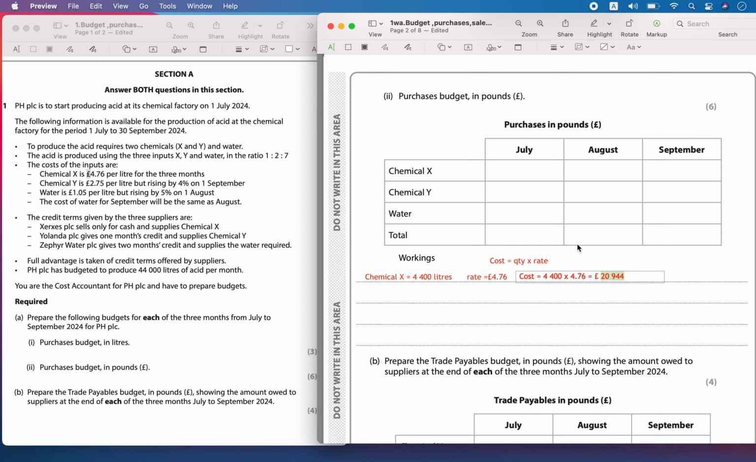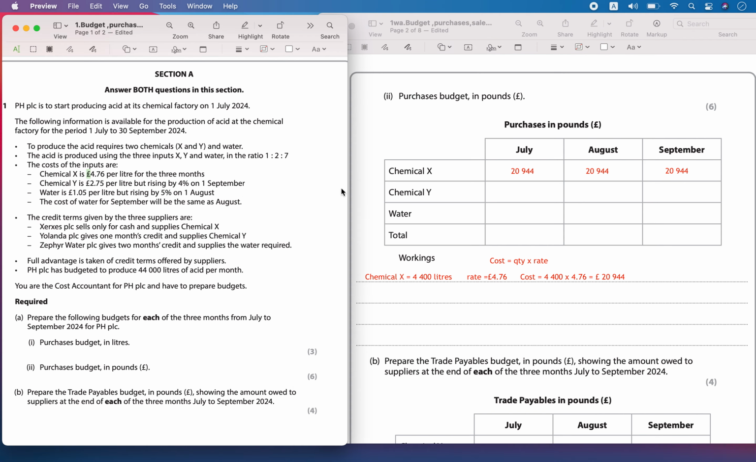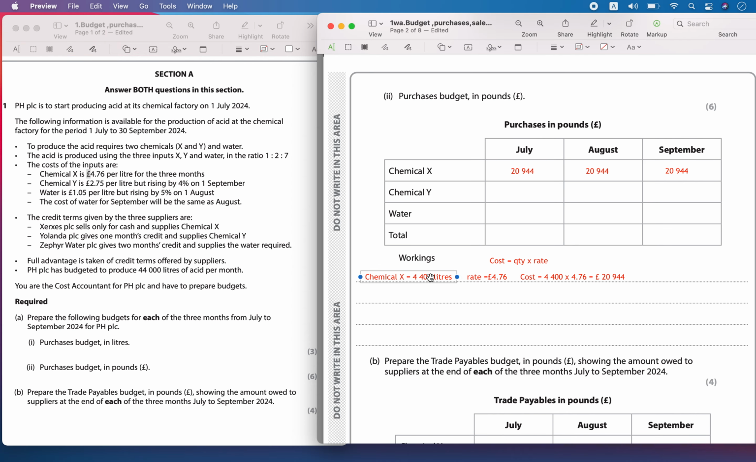Now this 20,944 is going to remain the same because the rate is going to remain the same, and the quantity purchased is also going to remain the same. For all the 3 months, I only require the same amount to be paid for the chemical X. But for the chemical Y, it's changing only in the month of September. Let's calculate for the month of July and August.